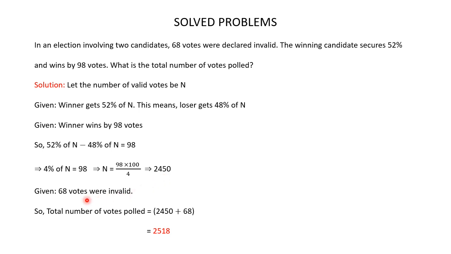It's given that the number of invalid votes were 68. So the total number of votes polled is the sum of invalid and valid votes. So the total number of votes polled is equal to 2450 plus 68, which is 2518. So the total number of votes polled in the election is 2518.